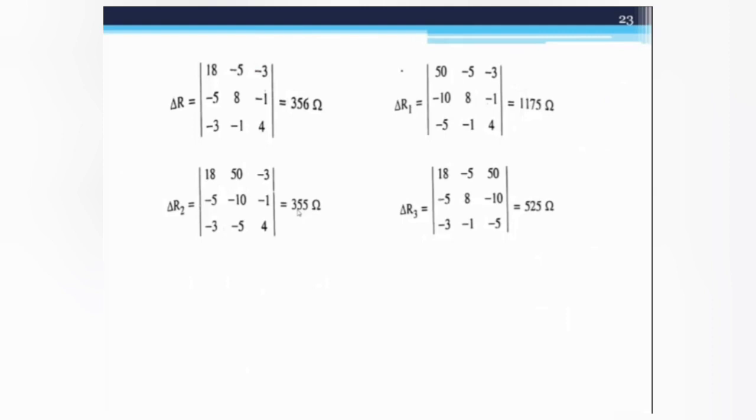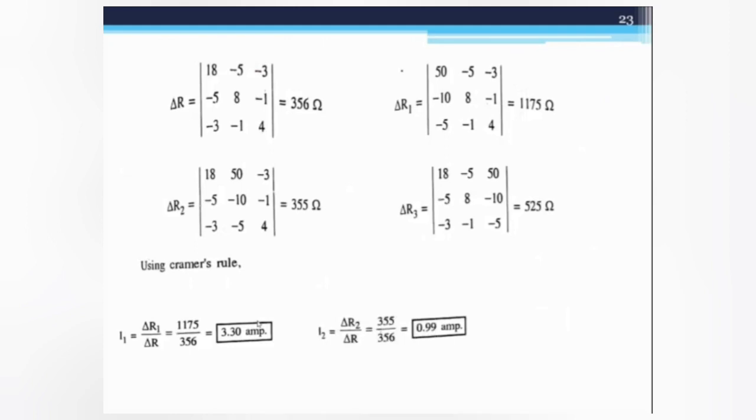So I1 equal to D1 by D, right? D1 is 1175, D is 356. Therefore, we get I1 equal to 3.30 ampere, right? Similarly, I2 equal to D2 by D. So it is 355 divided by 356. It is 0.99 ampere. And similarly, I3, D3 by D, it is 525 divided by 356. It is 1.47 ampere. So in this way, we can solve the example of mesh analysis and find the mesh current values I1, I2 and I3.